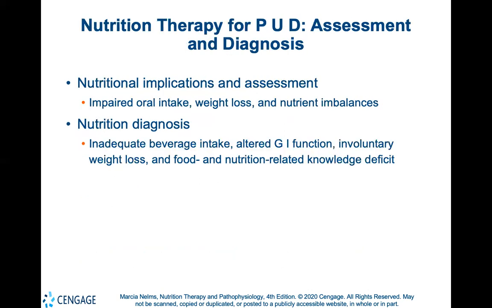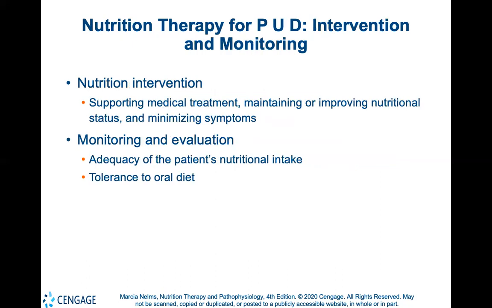Nutritional implications and assessment: impaired oral intake, weight loss, and nutrient imbalances. Nutritional diagnosis could include inadequate beverage intake, altered GI function, involuntary weight loss, and food and nutrition related knowledge deficit. Nutrition intervention: supporting medical treatment, maintaining or improving nutritional status, and minimizing symptoms. Monitoring and evaluation: adequacy of the patient's nutritional intake and the tolerance of an oral diet.